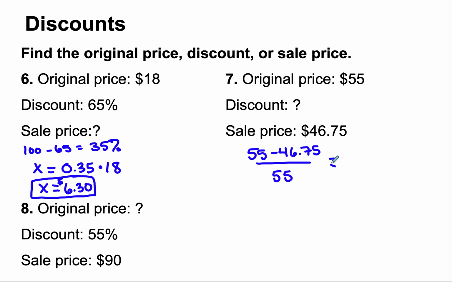All right, so let's see. 55 minus 46.75. That gives me 8.25. And then I'm going to take that and divide by 55. And I get 15 hundredths, which as a percent is 15%.